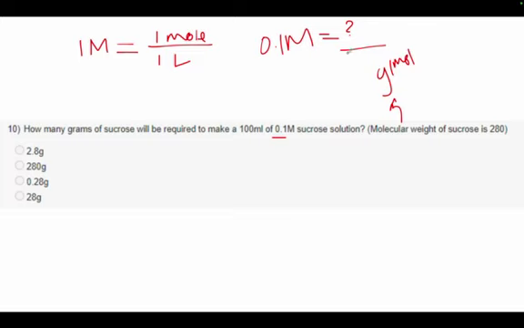100 ml, which is the same as 0.1 liters, right? So to find out the weight of sucrose required, we will have to do 0.1 molar into 0.1 liters into the known molecular weight, 280, which basically will give us 2 decimal point, 1 decimal point here, 1 decimal point here. You will need 2.8 grams of sucrose.